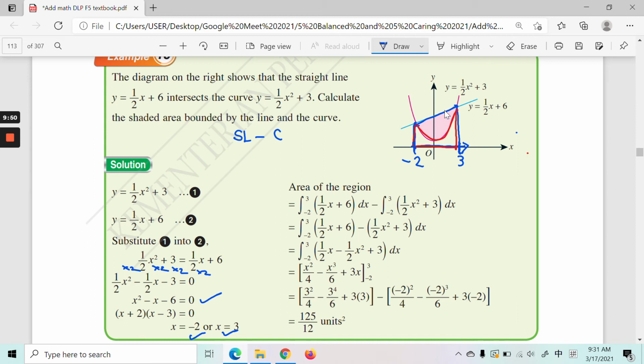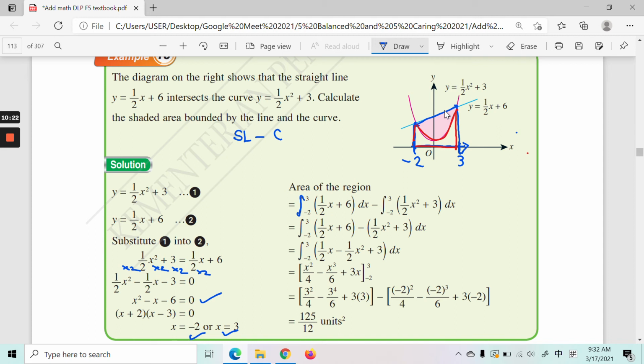If let's say you want to use integration, so how do you do integration? You will integrate, because now you already know straight line minus curve. So straight line, integrate from -2 to 3, dx. Here you substitute y. So y, for the straight line, is 1 over 2 x plus 6 dx. So this is the straight line, minus the area under the curve. Do the same thing, integrate -2 to 3 for dx. So here you substitute the y for the curve.